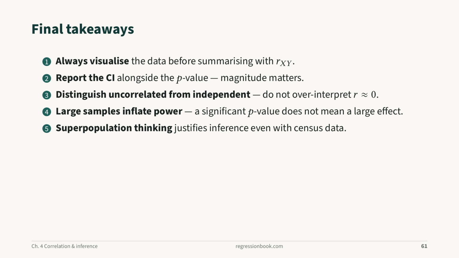5 final takeaways. Always visualize before summarizing. Report the interval alongside the p-value because magnitude matters. Distinguish uncorrelated from independent and do not overinterpret a correlation near zero. Large samples inflate power, so significance is not size. And superpopulation thinking justifies inference even with census data. Next, the simple linear regression model where these tools meet the fitted line.